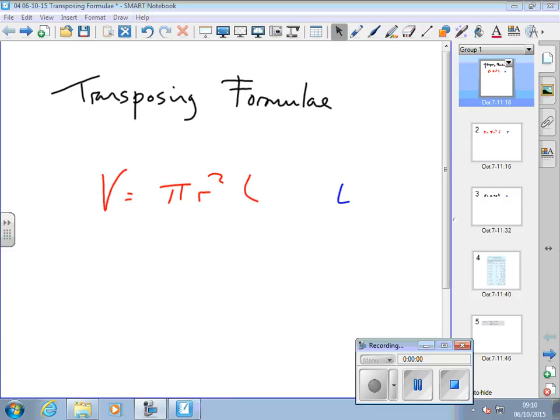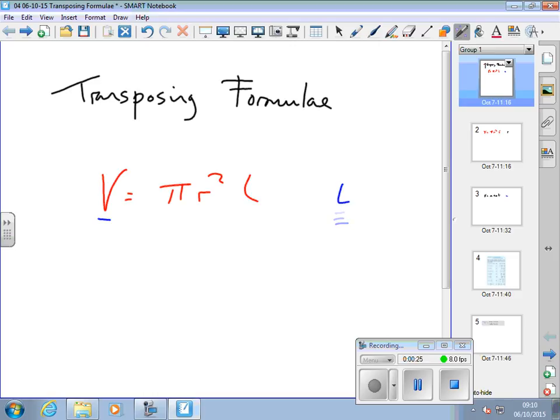So, transposing formulae. By transposing formulae, I mean rearrange the formula. So it's another word for rearrange the formula. Here's a formula for the volume of a cylinder. You might recognize it. And I want to transpose the formula and rearrange it so that I make L the subject. In other words, at the moment, this formula has got V as a subject.